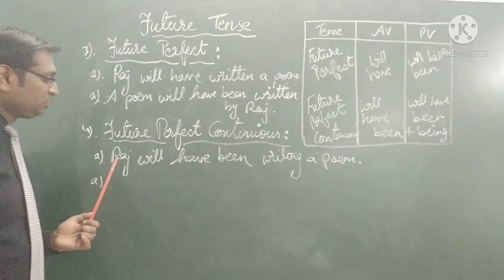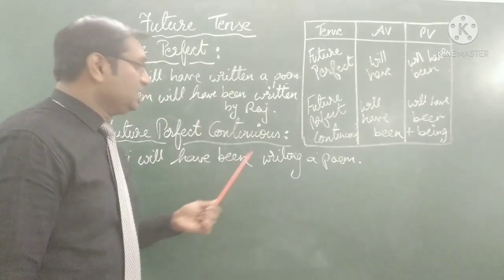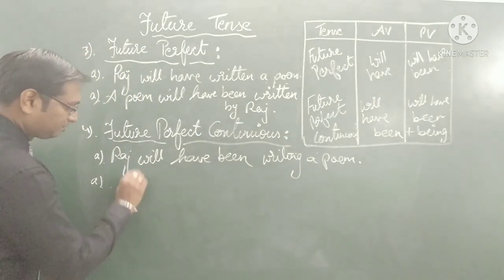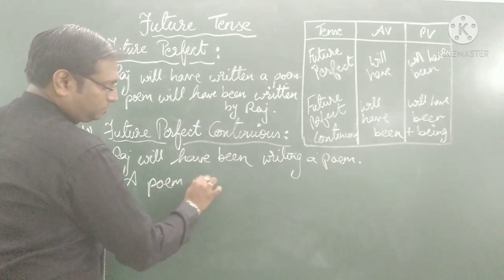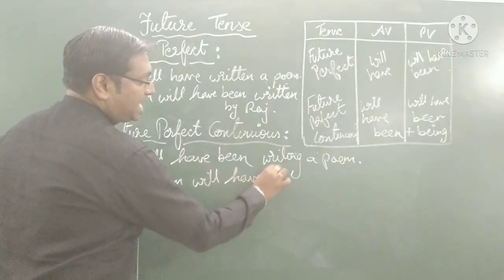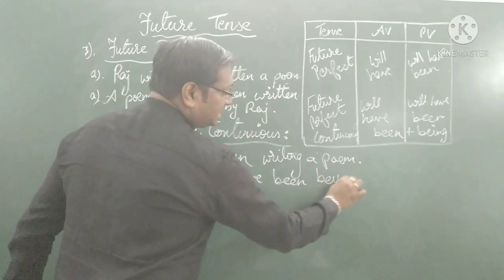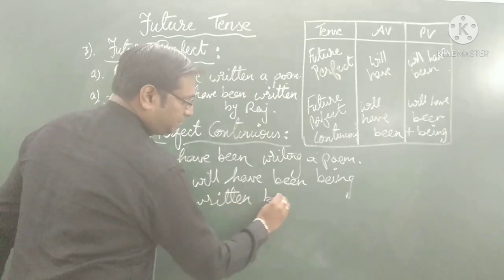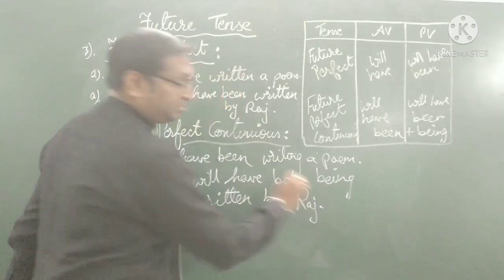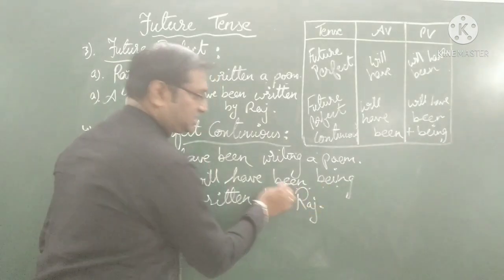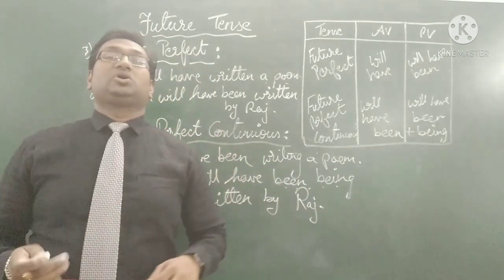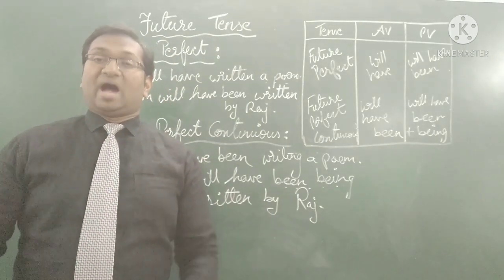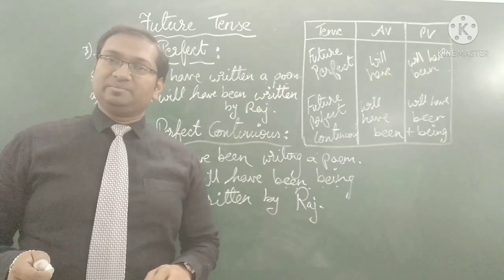Let's do the sentence. Raj will have been writing a poem. Start writing. A poem will have been written by Raj. Now over here we are using two auxiliary verbs. That is why this is also a rare active and passive sentence. I hope this much is clear to everyone.